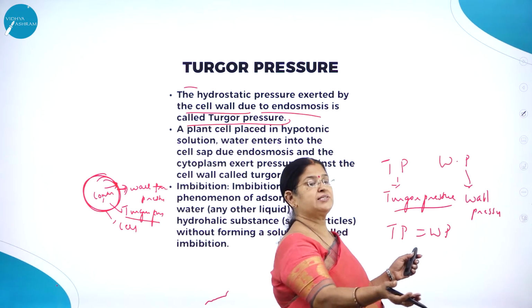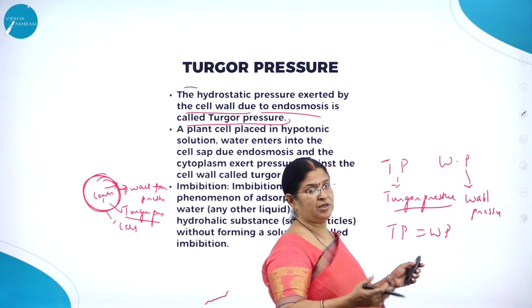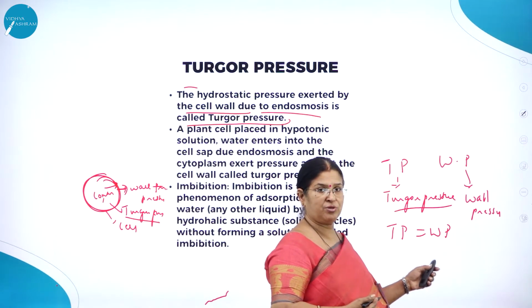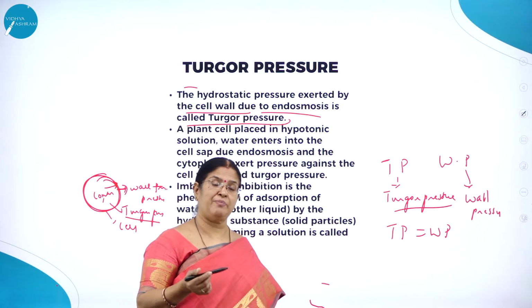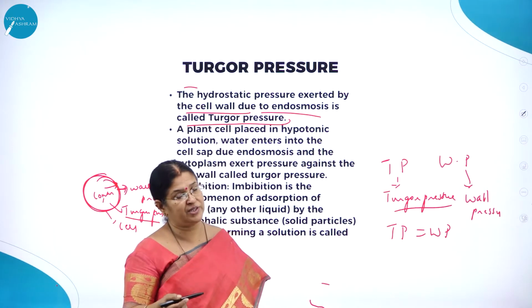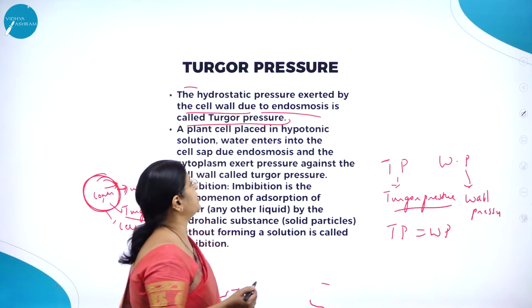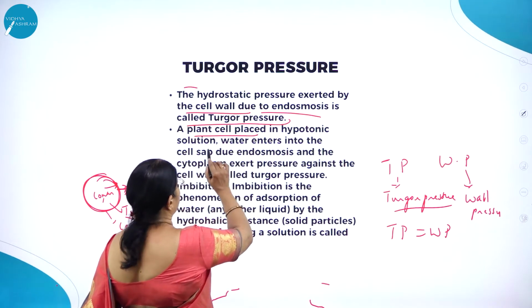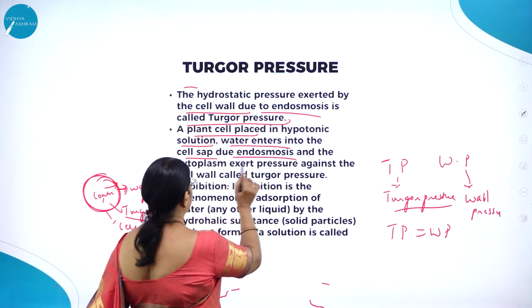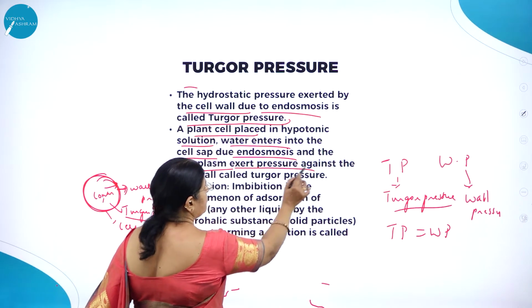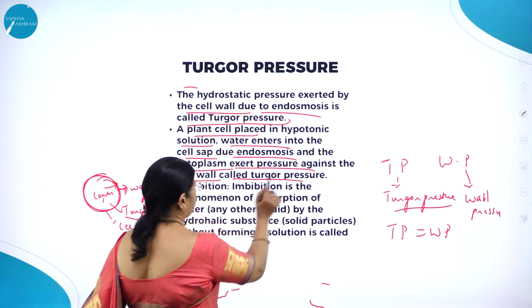To counteract it, the same pressure is exerted by the wall on the content. So always TP is equal to WP. So what is turgor pressure? The pressure exerted by the contents of the cell on the wall of the cell is called the turgor pressure. So a plant cell placed in hypotonic solution, water enters into the cell sap due to endoosmosis, and the cytoplasm exerts pressure against the cell wall called turgor pressure.